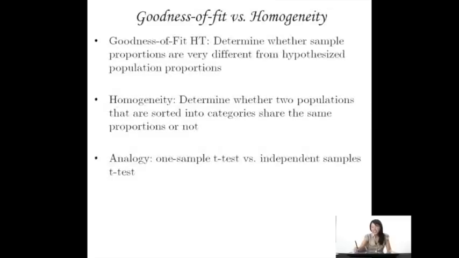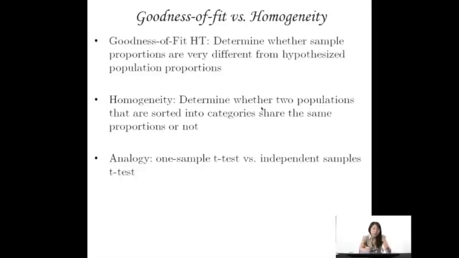Okay, so the first thing is, what is the difference between the test of homogeneity and the test of goodness of fit? Well, remember in the goodness of fit hypothesis testing, we wanted to determine whether sample proportions are very different from hypothesized population proportions. One way you could think about this is that you have one sample and you're comparing it to some hypothetical population. That's why it's called goodness of fit. It's about how well these two things fit together. How well does the sample fit with the hypothesized proportions?